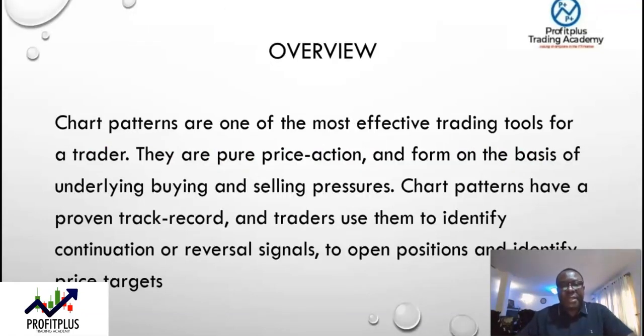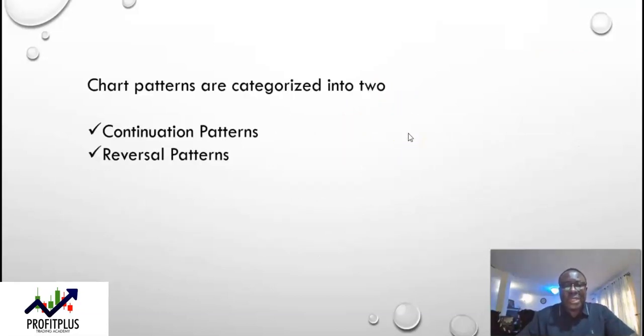Now, chart patterns are one of the most effective trading tools for traders. They are pure price action based. There are no technical indicators or anything to add to it before you can take your trading decisions. They form on the basis of underlying buying and selling pressures. Chart patterns have a proven track record, and traders use them to identify continuation and reversal signals, to open positions and identify price targets. So there are two basic things that traders use chart patterns to do. They identify continuations and also identify reversals.